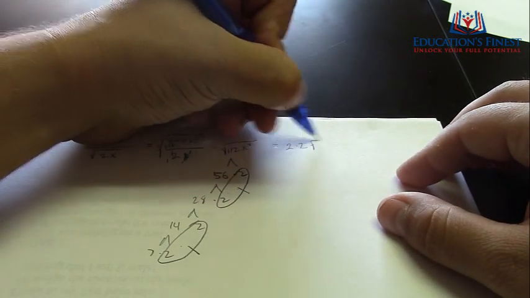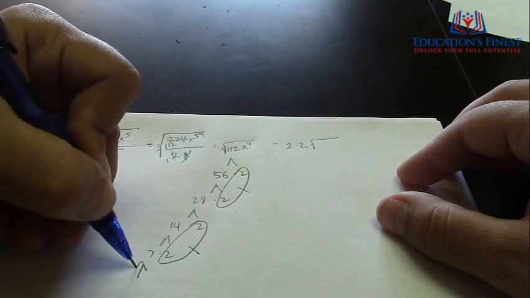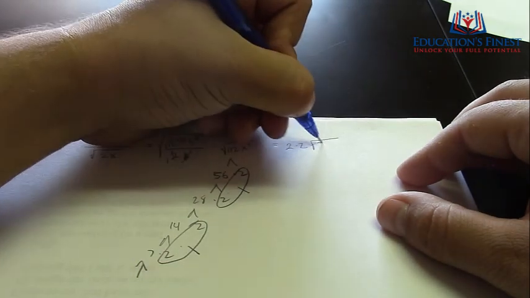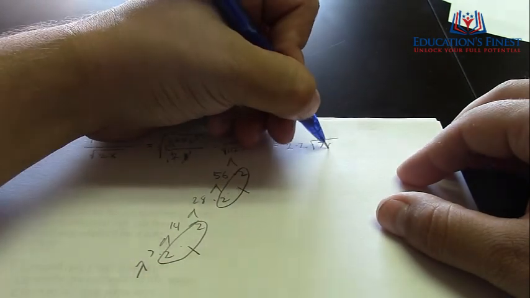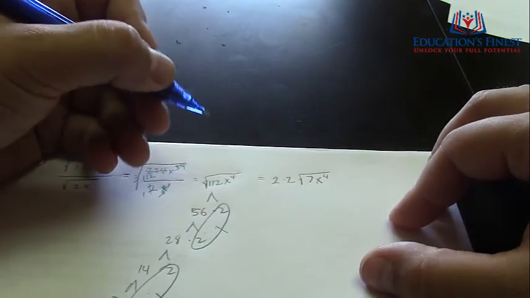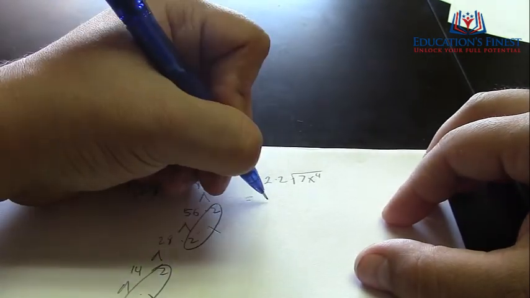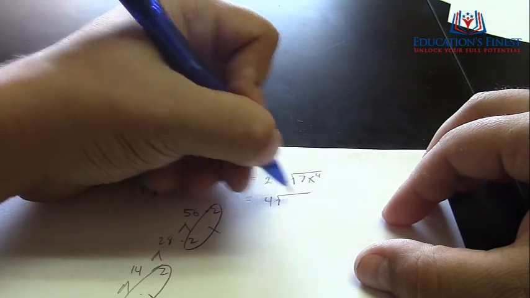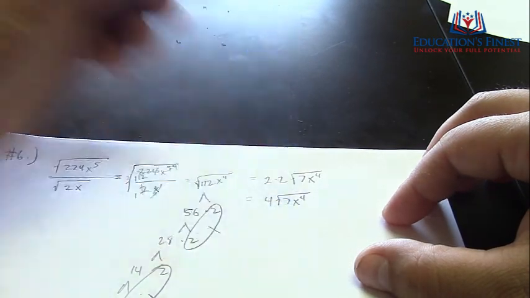and then you'll have the square root of, now what's left inside? We just got a 7 here, so root 7, and we'll leave our x to the fourth in there for now, okay? Now, 2 times 2 is 4, so you have 4 square root of 7, x to the fourth.